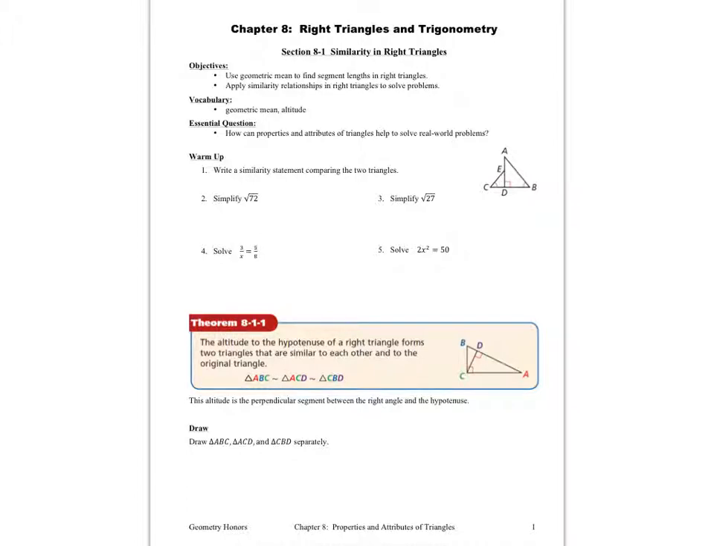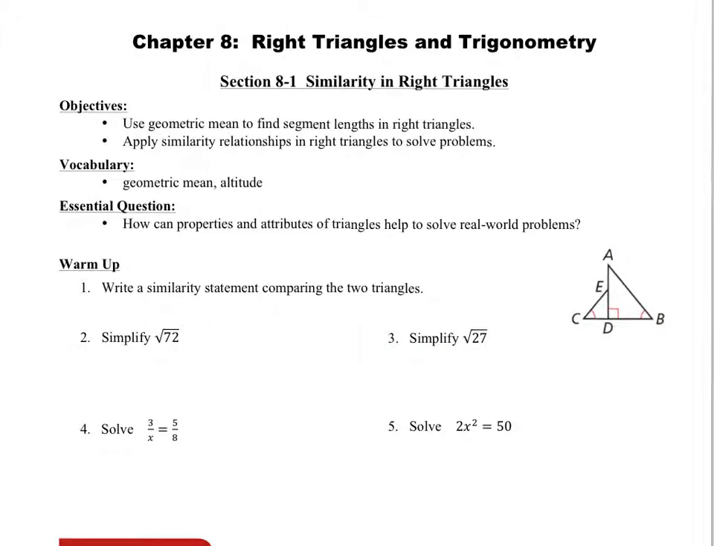We're in Chapter 8, Right Triangles and Trigonometry. We're going to continue the work that we've been doing with similar triangles, and we're going to expand into similarity in right triangles. Let's take a look at our objectives for Section 8-1. Use geometric means to find segment lengths in right triangles and apply similarity relationships in right triangles to solve problems. The new vocabulary includes geometric mean and altitude.